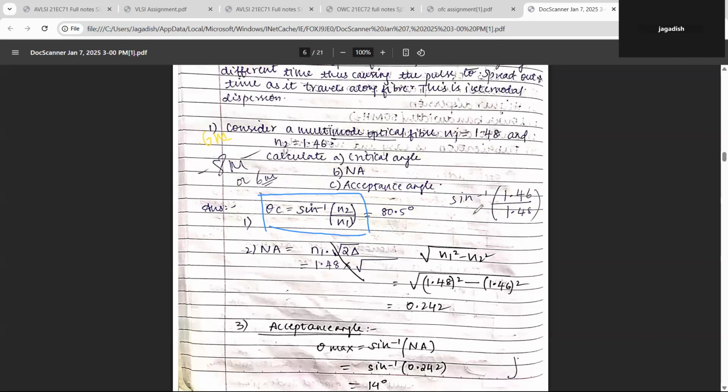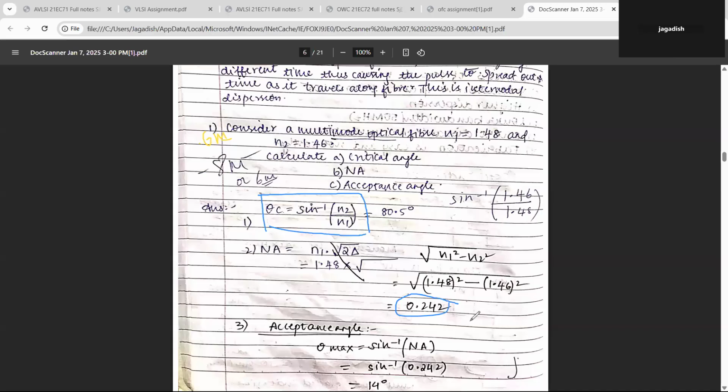Okay, so in the calculator, you put sine inverse of 1.46 divided by 1.48. You will be getting 80.5 degrees. So for numerical aperture, it is the square root of n1 square minus n2 square. So it's 1.48 the whole square minus 1.46 the whole square. You will be getting 0.242.